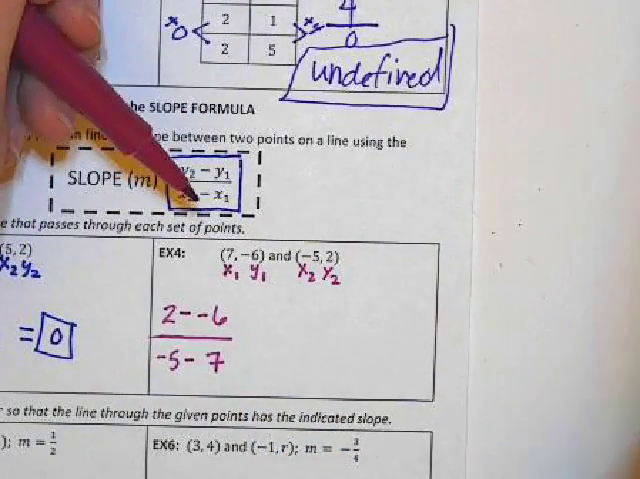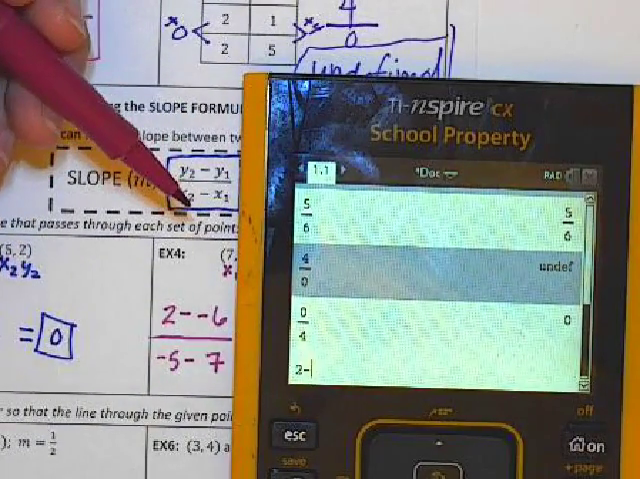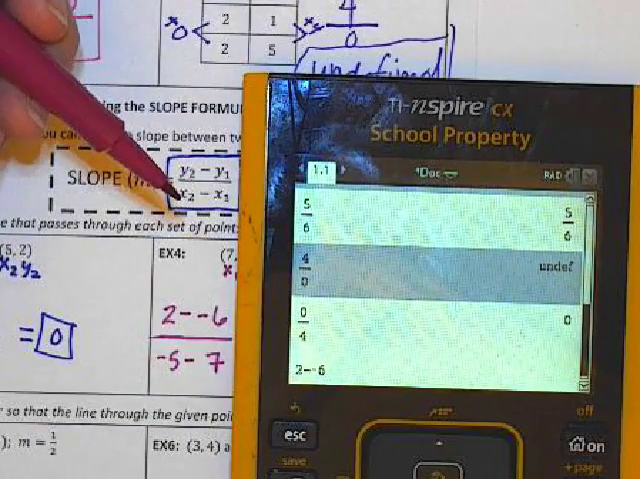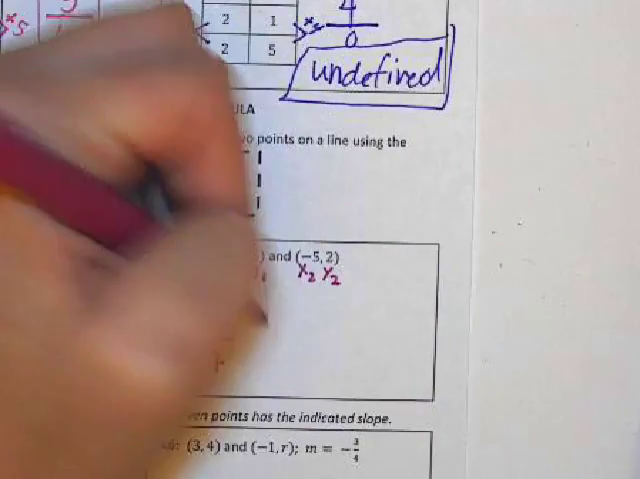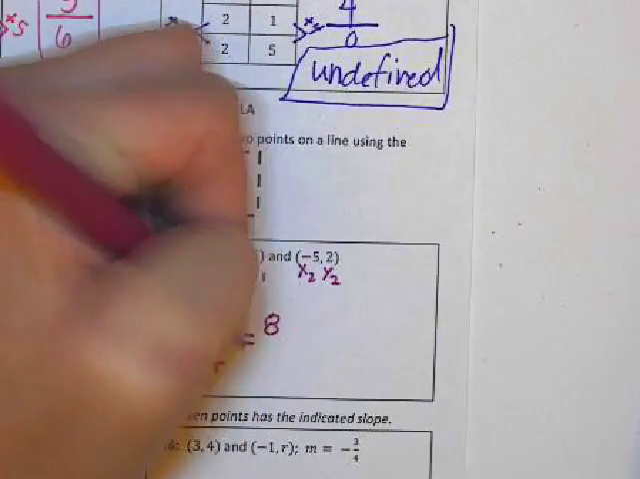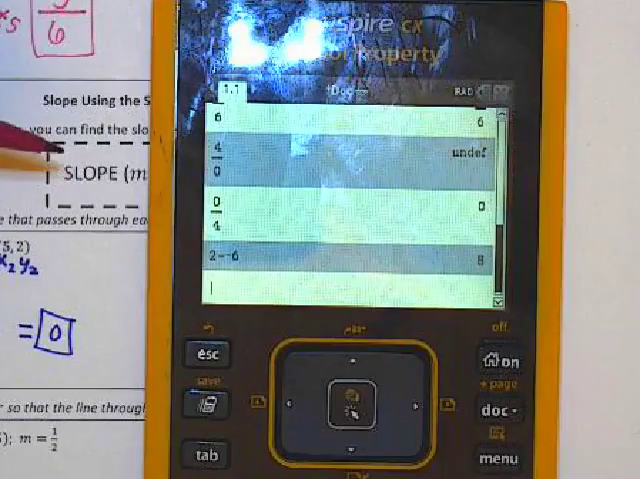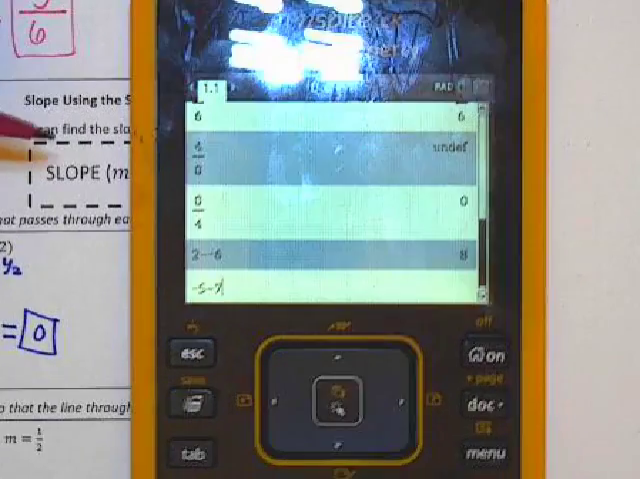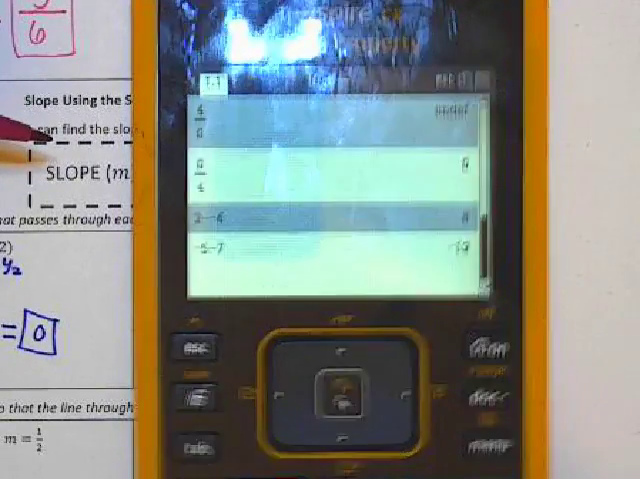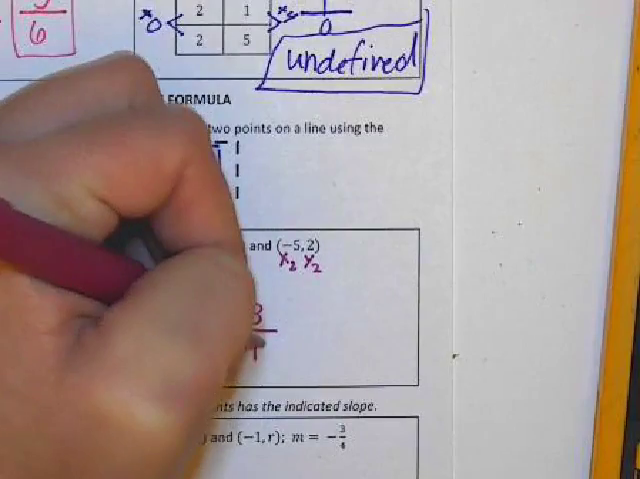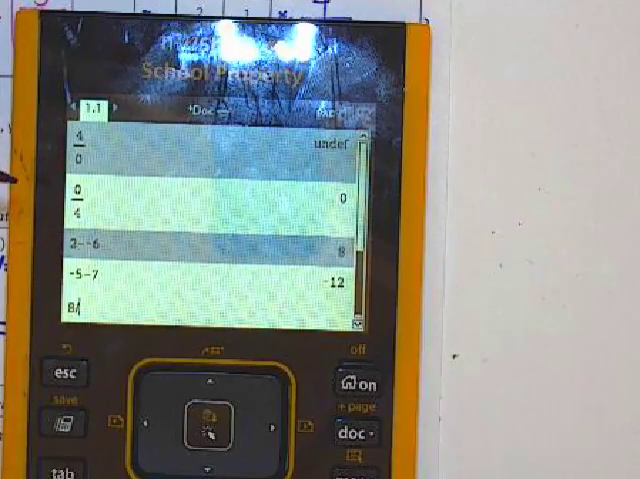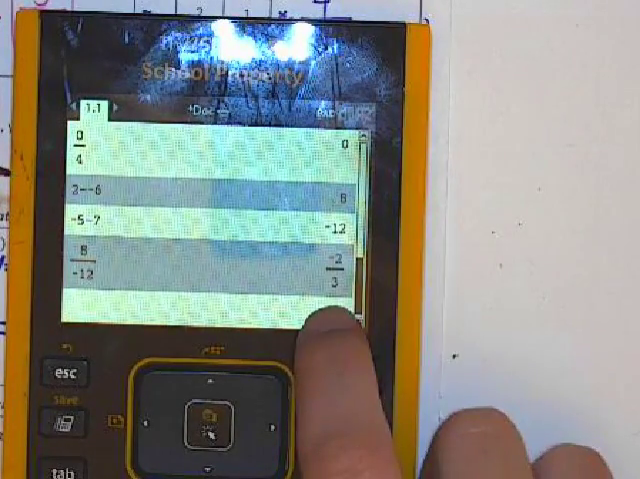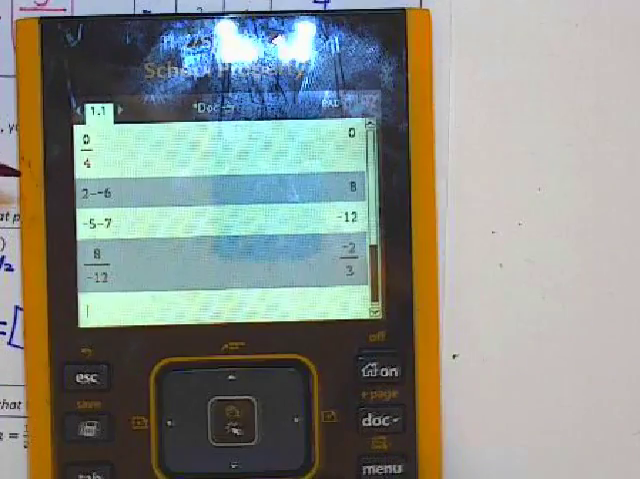So if I put that in my calculator, I do 2 minus negative 6. And I get 8. Over negative 5 minus 7 gives me negative 12. Can this be reduced? 8 divided by negative 12 gives me negative 2/3.